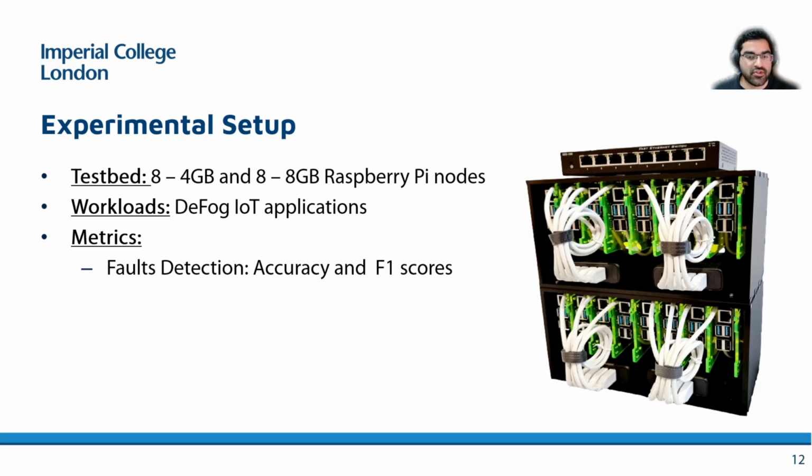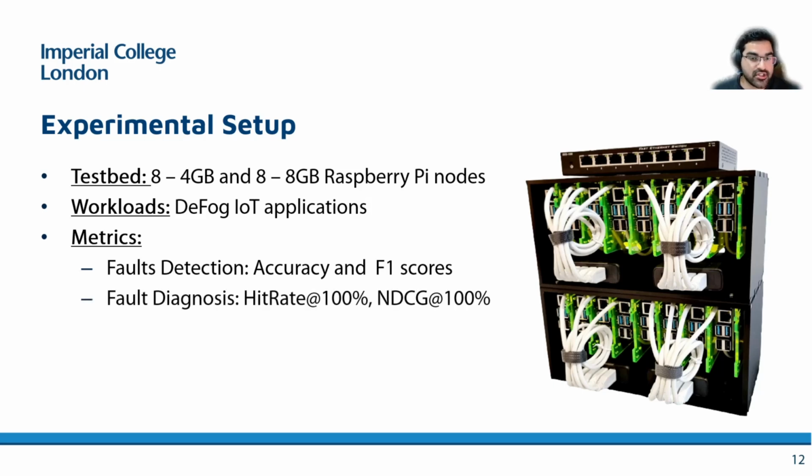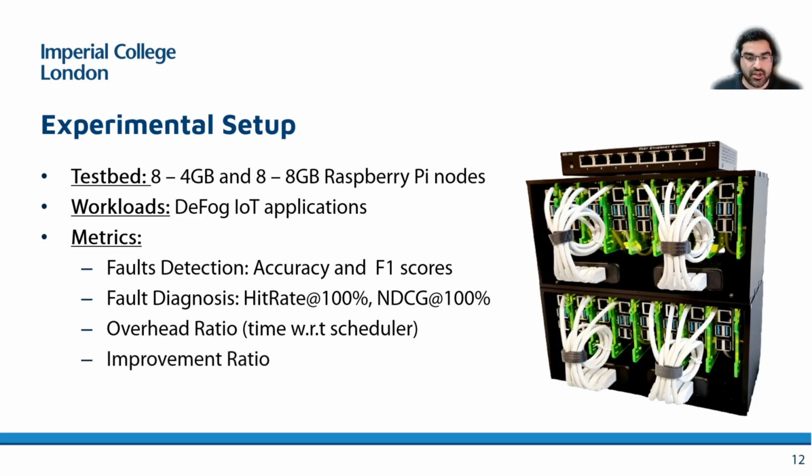For fault detection, we use accuracy and F1 scores. For diagnosis, that is the prediction of the specific host where the fault has occurred, we use the diagnosis metrics of hit rate and normalized discounted cumulative gain, or NDCG. Also, we measure the time it takes to run the fault tolerance approach relative to the time to take a scheduling decision. We call this the overhead ratio. We also measure the improvement ratio, that is the ratio of intervals where the new decision was actually better than the decision from the underlying scheduler, which is again tested via simulations. And finally, we also compare the QoS metrics such as energy consumption, average response time, fraction of SLO violation rates, etc.